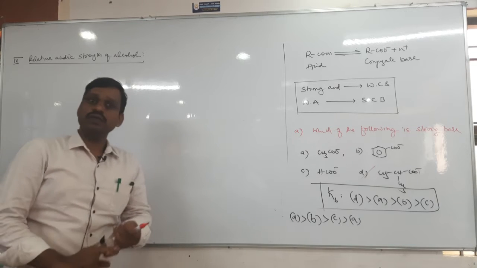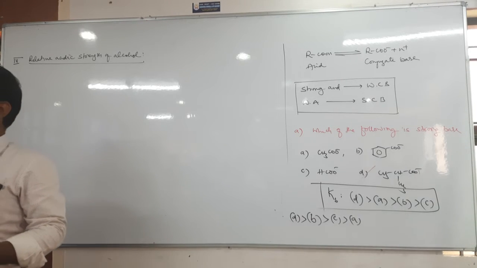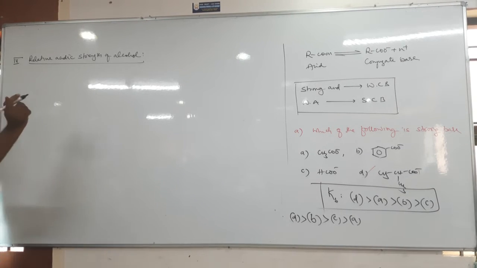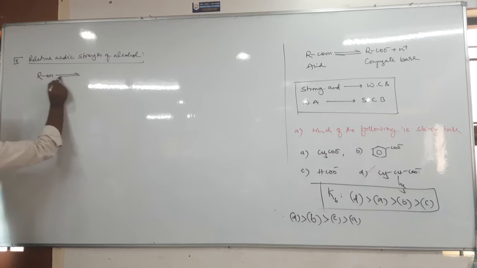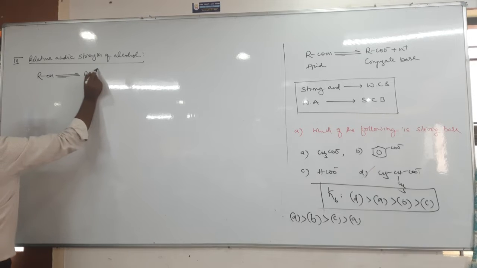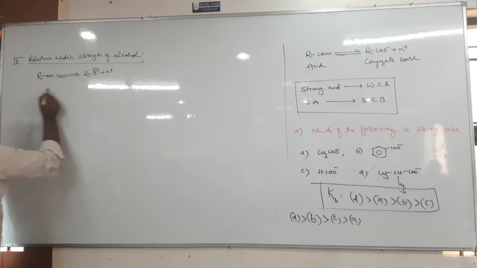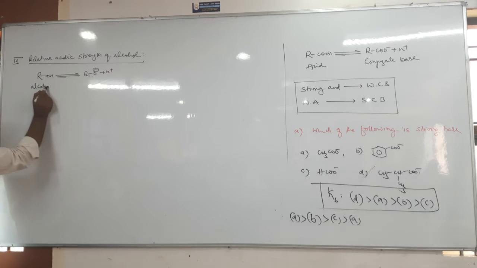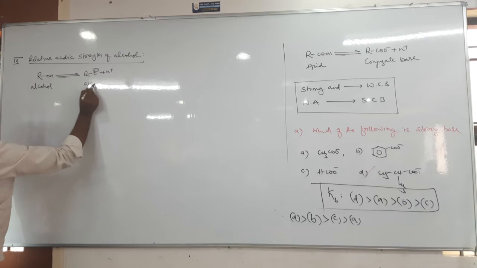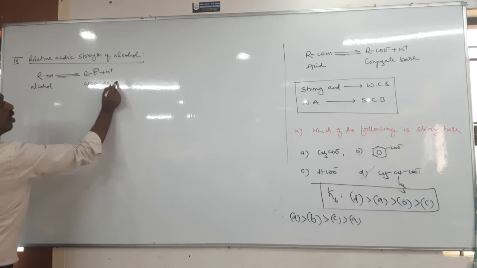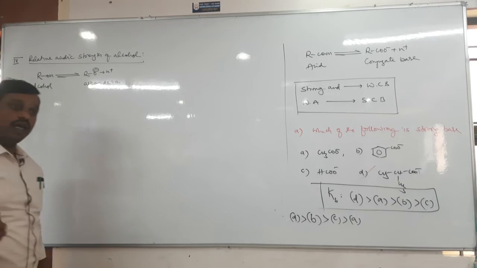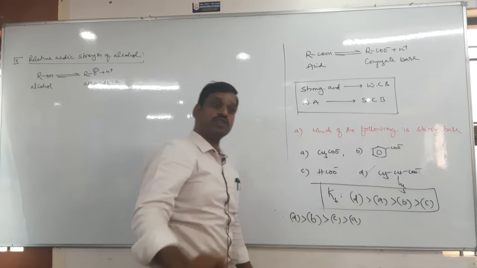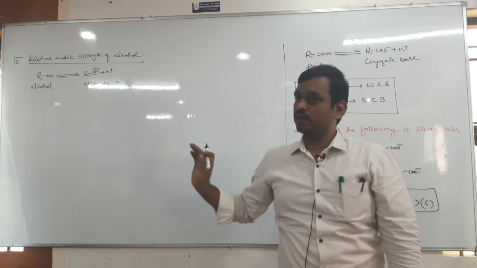So, relative acidic strength of alcohol. Now tell me, alcohols are acidic in nature. So how do you say that alcohols are acidic in nature? Alcohol undergoes dissociation, and they give alkoxide ion plus H plus. Alcohol undergoes dissociation, and along with the alkoxide ion they also form H plus ion, right?